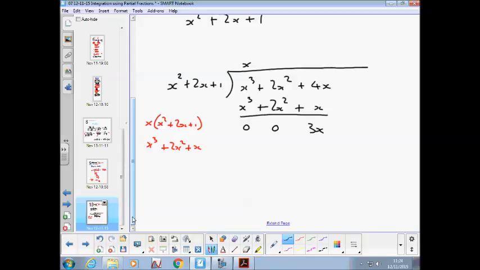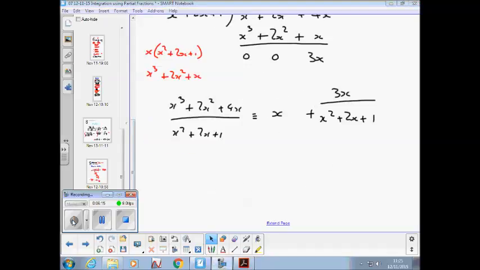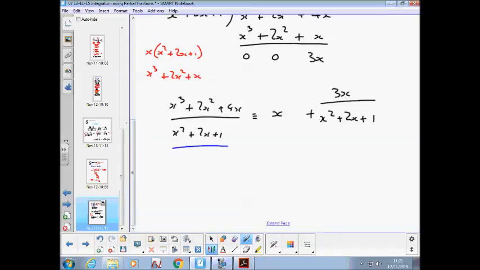My answer is the original fraction x cubed plus 2x squared plus 4x over x squared plus 2x plus 1 is equivalent to what? Well done, Luke. Exactly right. So I can rewrite this like this.